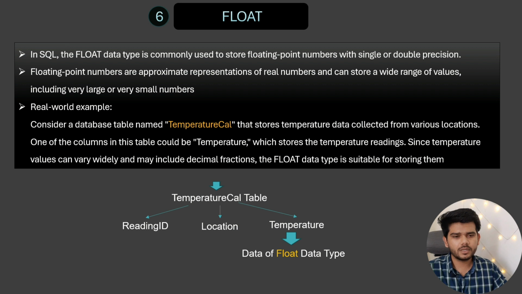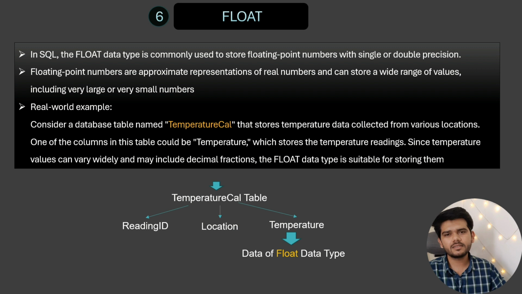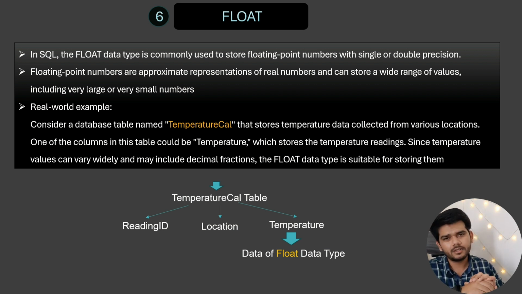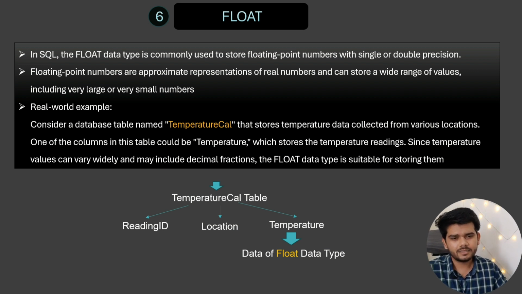Floating point numbers are approximate representations of real numbers and can store a wide range of values, including very large or very small numbers. Let's understand the float data type using one example. We'll take one table, that is temperature_data, that stores temperature data collected from various locations. One of the columns in this table could be temperature, which stores the temperature readings. Since temperature values can vary widely and may include decimal fractions, the float data type is suitable for storing this temperature. Note here that the precision may vary in terms of temperature.